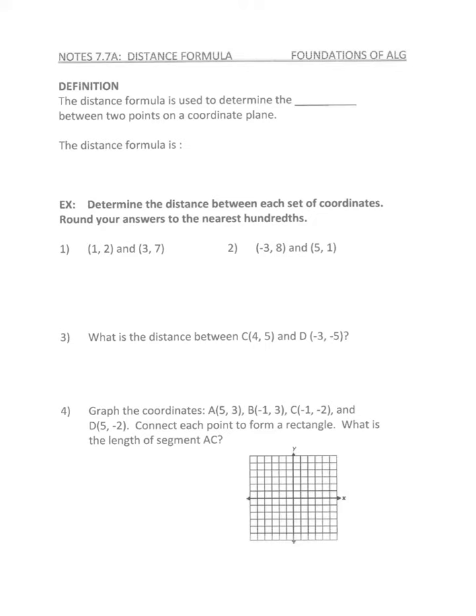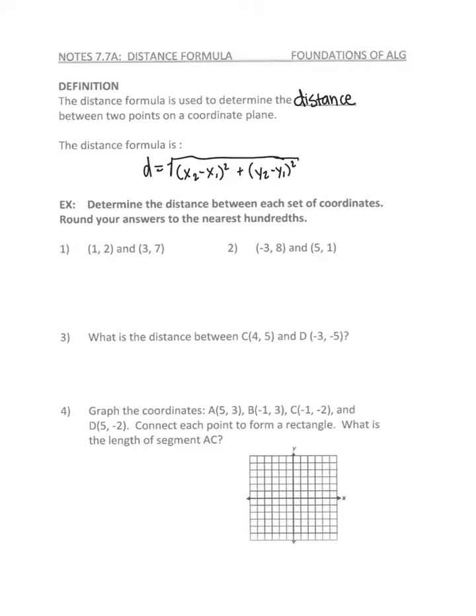Alright, 7.7a, we're going to talk about the distance formula. Our distance formula is used to find the distance between 2 points on a coordinate plane. Our distance formula looks like this. D stands for distance, and it's the square root of x2 minus x1 squared plus y2 minus y1 squared.